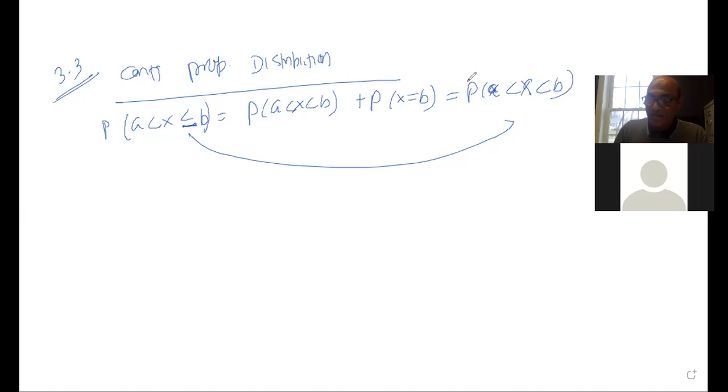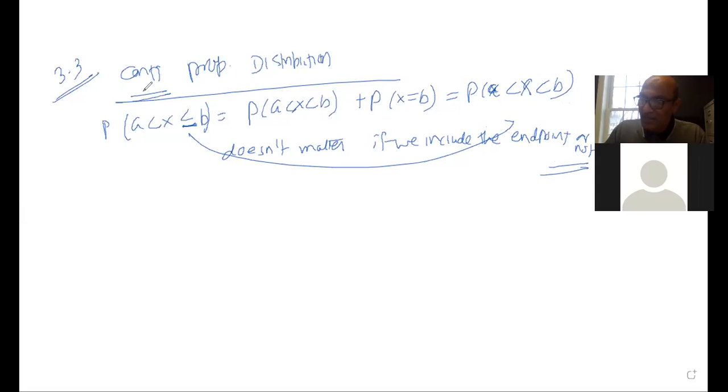I repeat, it doesn't matter if we include the endpoint or not for the continuous probability distribution. Please keep this in mind. And for the discrete case, that was not true. So please keep this in mind too.